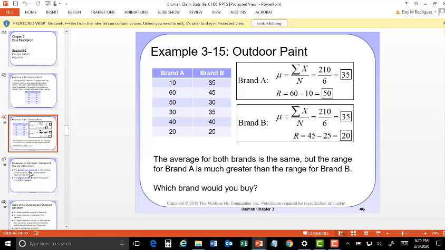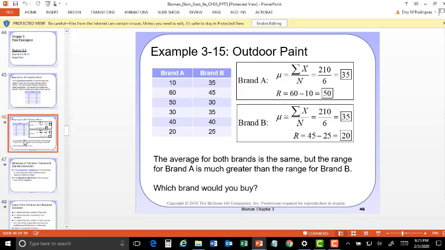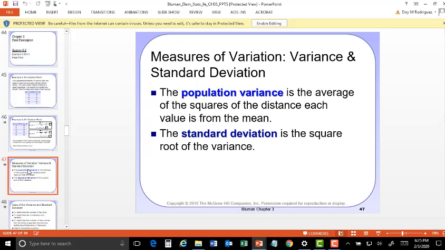Let's see. Oh, it didn't say which brand. I'll leave it to you.